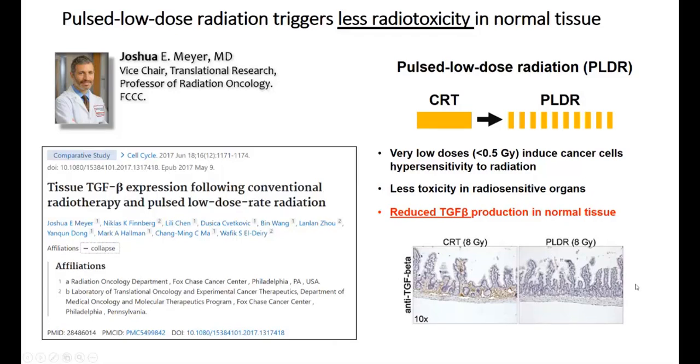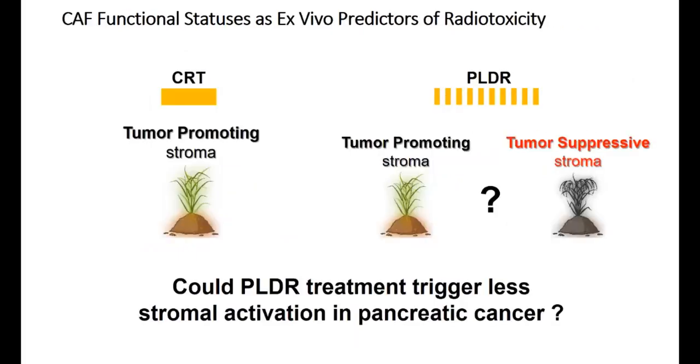So why is this relevant? Well, TGF-beta happens to be a major driver of the fibrosis that is happening in the microenvironment of pancreatic cancer. So if we can tame the production of TGF-beta or the signaling, we have chances to modulate the stroma from tumor-promoting to tumor-suppressive.